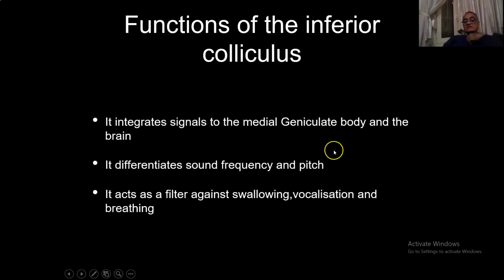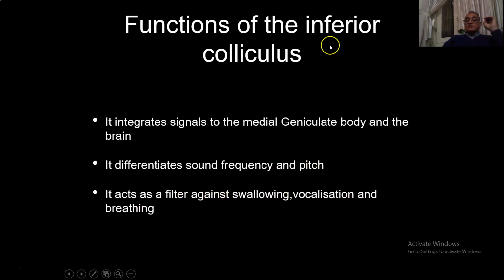Functions of the inferior colliculus is a wonderful function, as you will see. The first function, you know, it integrates the signal of hearing to the medial geniculate body and to the brain, and it differentiates sound frequency and pitch. If you hear many sounds at the same time, it differentiates the frequency, the intensity, and the quality of the sounds and the pitch of the sound. It acts as a filter also against swallowing, vocalization, and breathing.